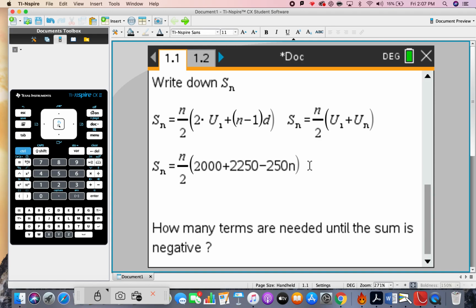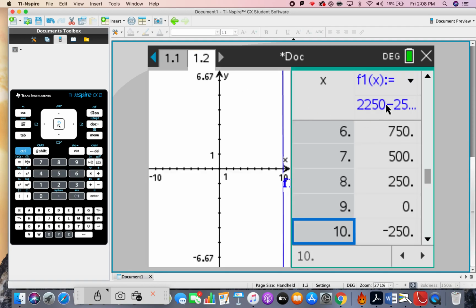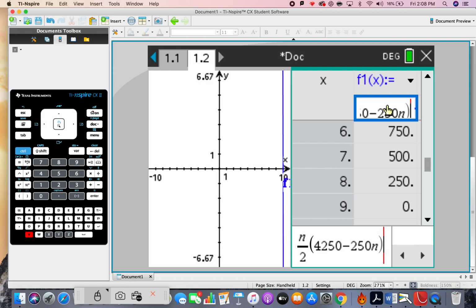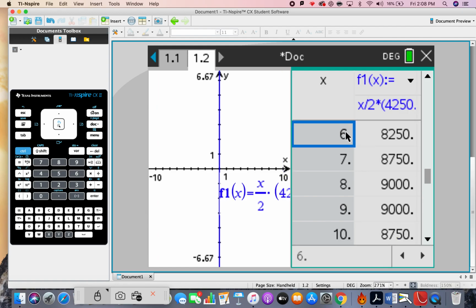Now you can leave it just like that, or you can tidy it up. Can you see that these guys add together to give 4250? And this is my rule for the sum of n terms. So let's get that into our graphing. And I will just go and edit this. That's a shortcut for editing it. And I can just go ahead and change the x here and the x here. And now I've got the rule for the summation.